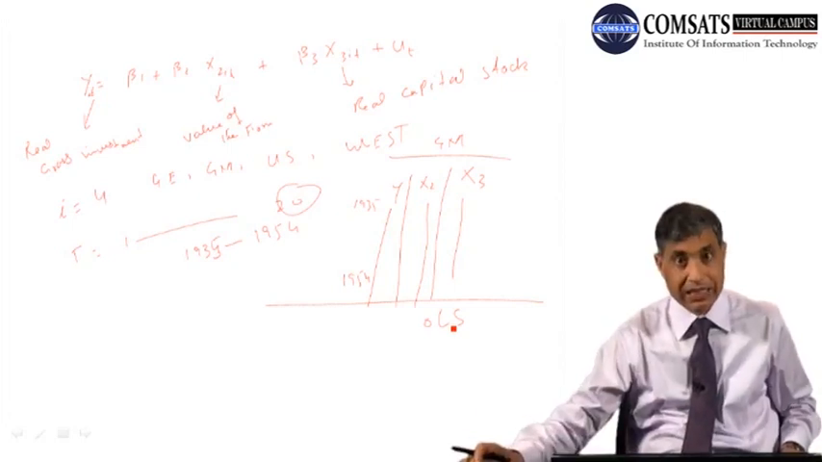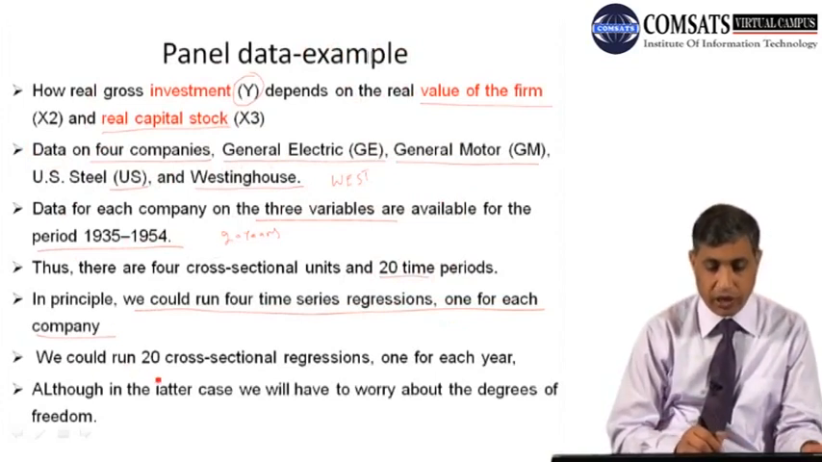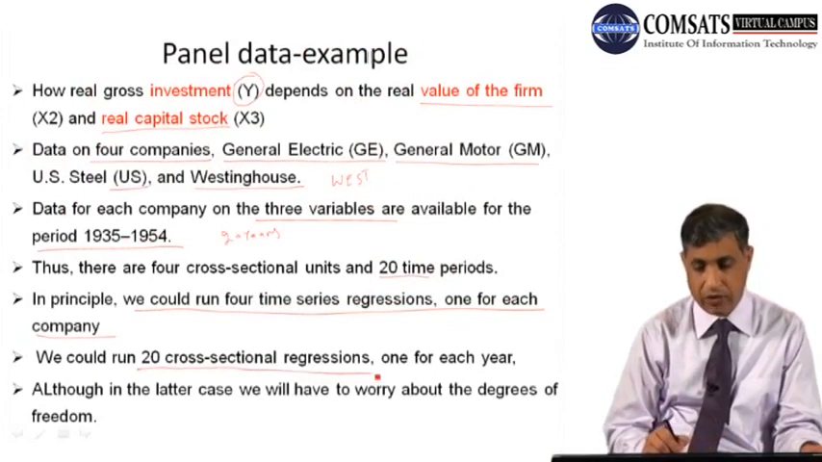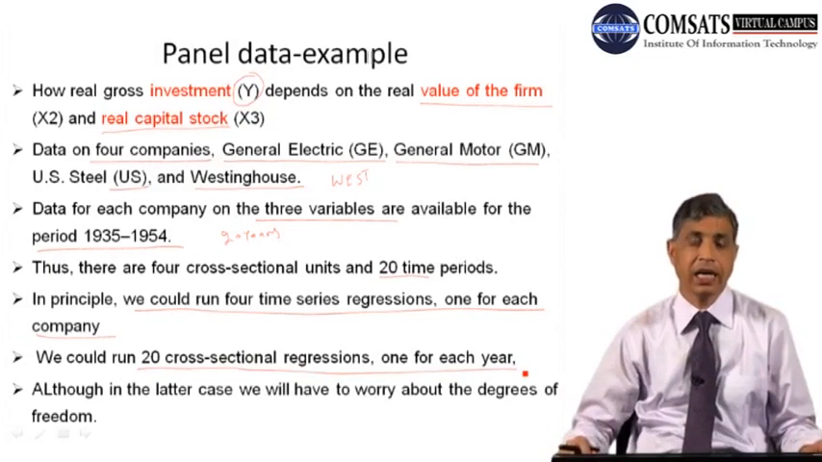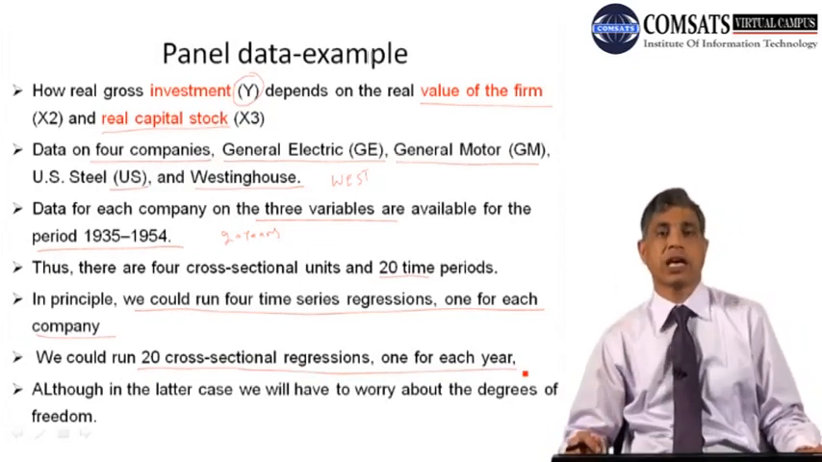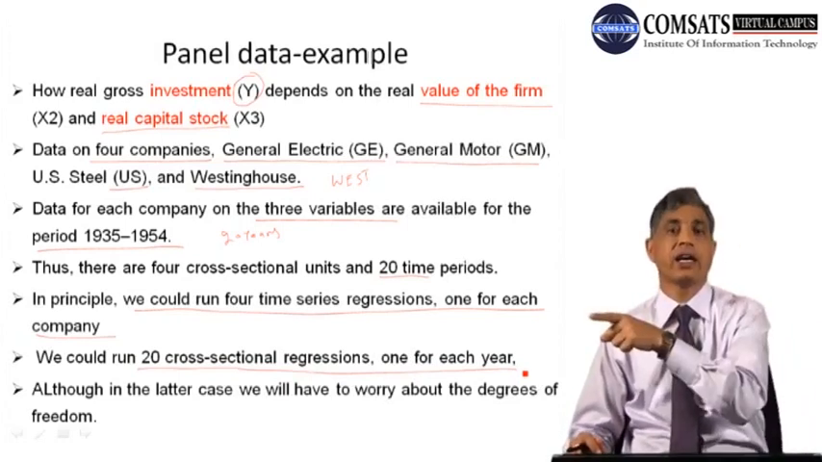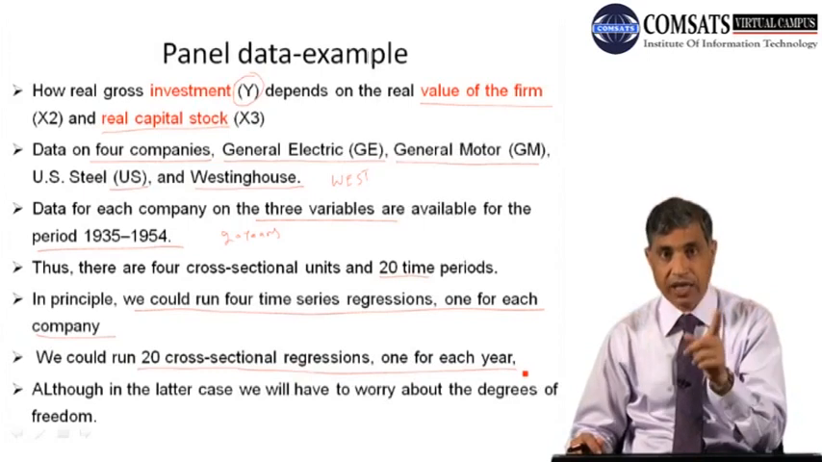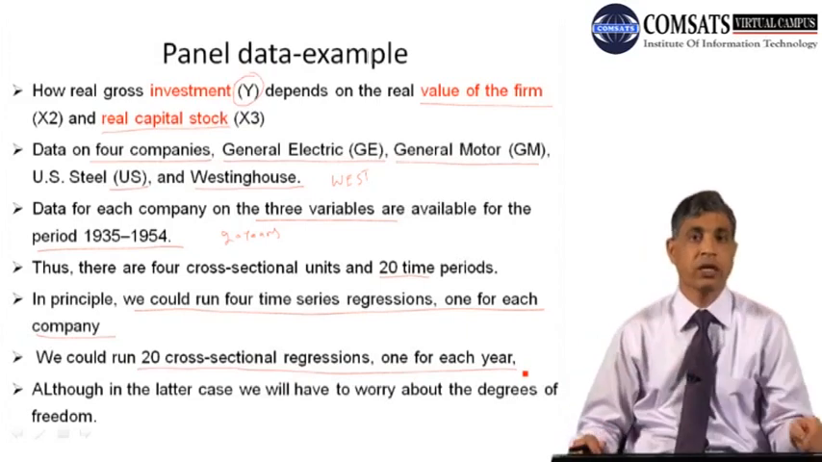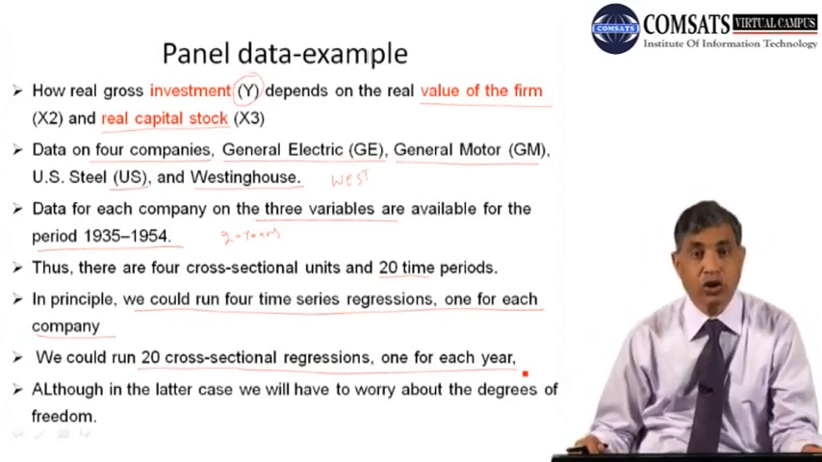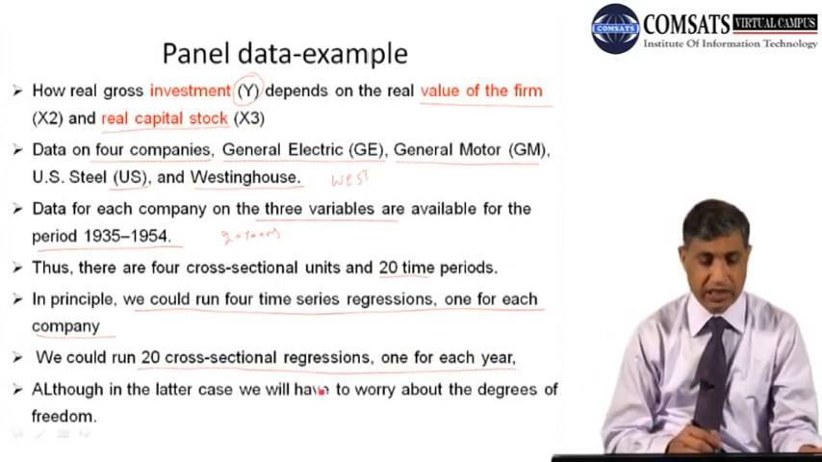So now we will see whether this is okay, or whether we have to look for something else. The other option is we could run 20 cross-sectional regressions, one for each year. Here we have 20 years of data for 4 firms. In one year you have 4 observations, one for each firm; in the second year, 4 observations. So you can run 20 cross-sectional regressions, one for each year.